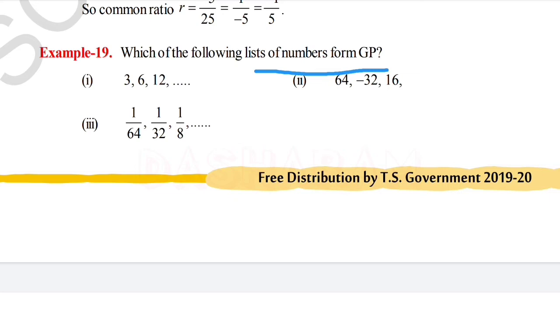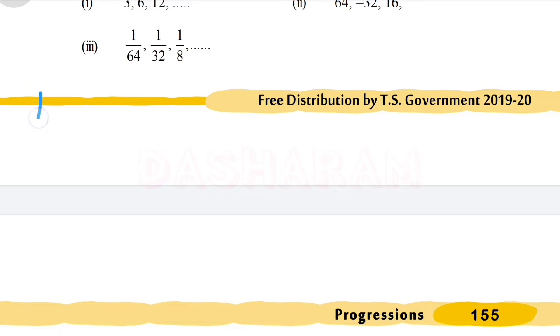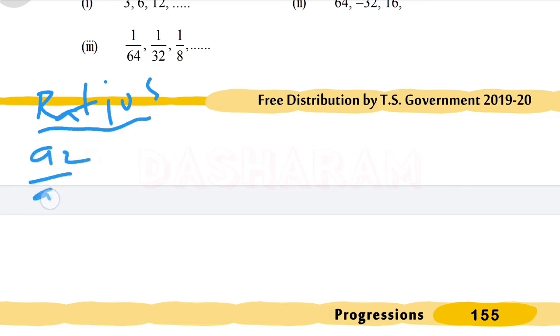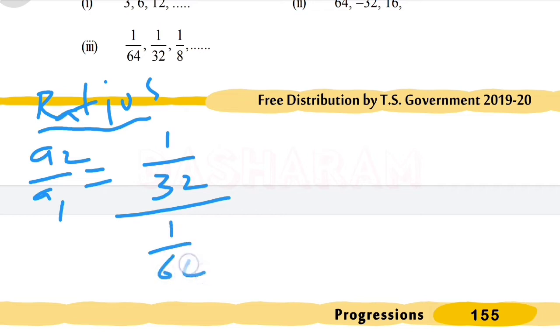The process is the same. I think the first two questions look very easy, so I will explain the third problem. See, first we have to find the ratios. First ratio, A2 by A1. What is the A2 value? 1 by 32 divided by 1 by 64. See here, division of two fractions. One is 1 by 32, another one is 1 by 64.